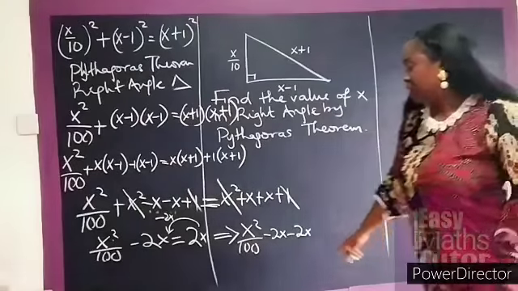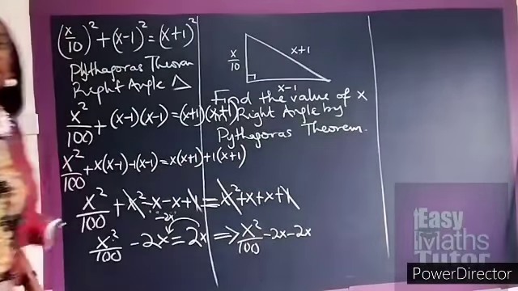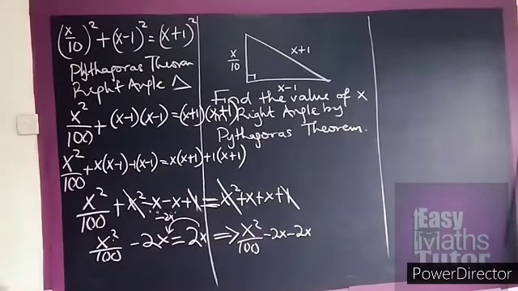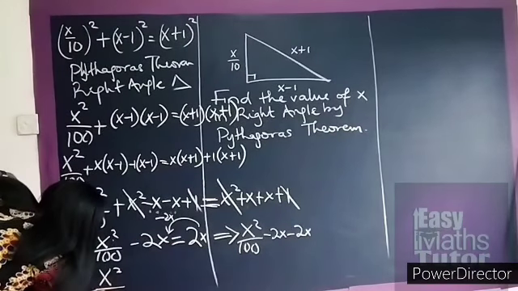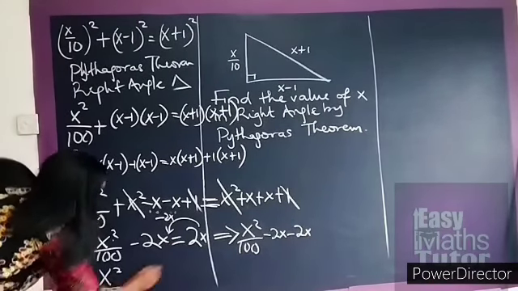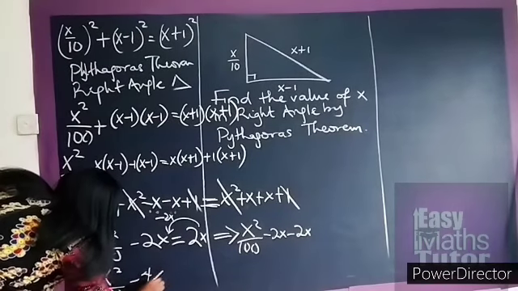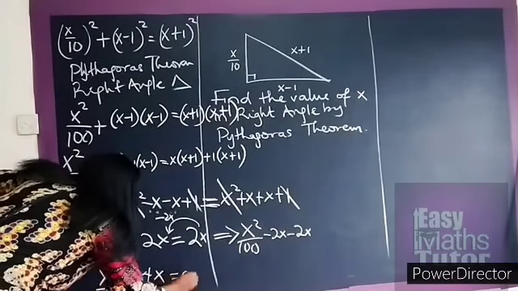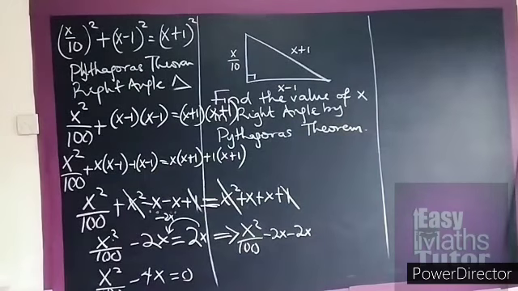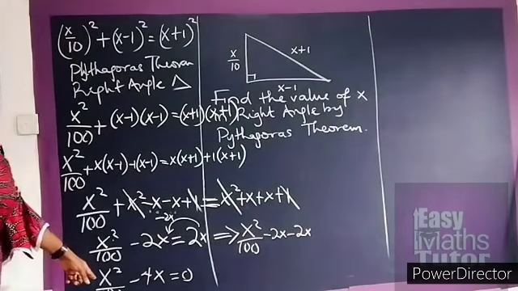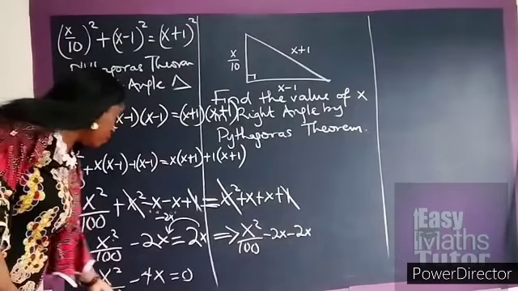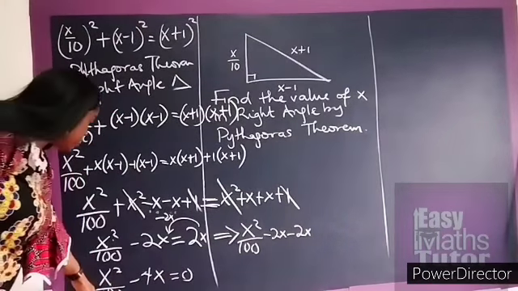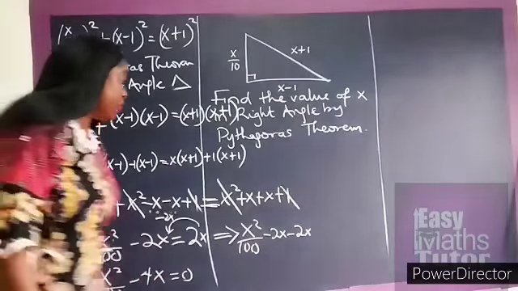What would our answer be? Our answer for going down will be x squared over 100 minus 4x equal to 0. So now to normalize this equation, we're going to multiply through by 100. We don't want 100 being on that, so we're going to multiply through by 100.